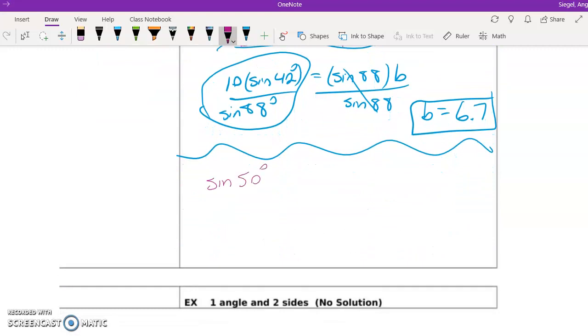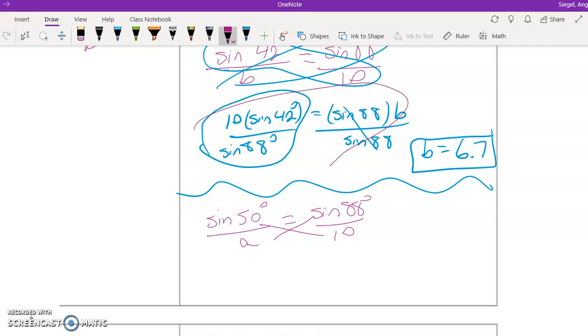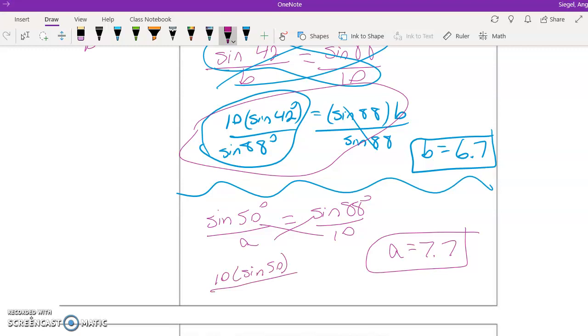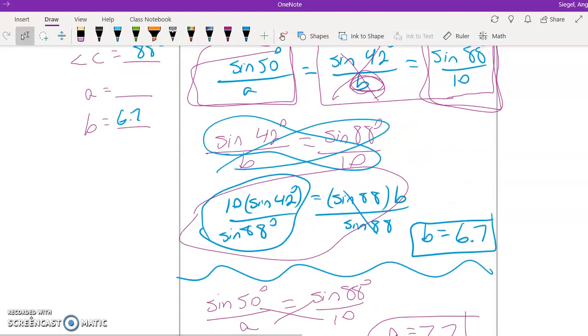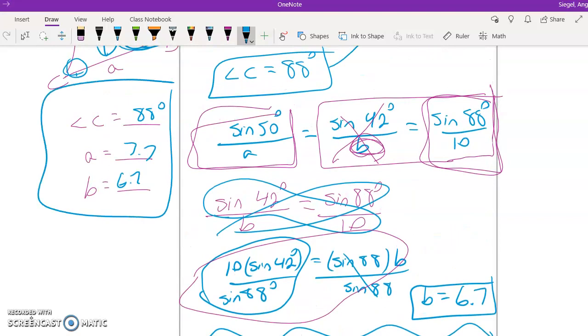So sine of 50 over A equals sine of 88 over 10. So go ahead and cross multiply again, use the same process and see what you come up with. Okay, so when you did that, you should have come up with A equals about 7.7. So let me just set this up really quickly. It should have been 10 sine of 50 divided by sine of 88 equals A once you did that cross multiplication. So we have everything that was missing and we're done with solving our triangle.